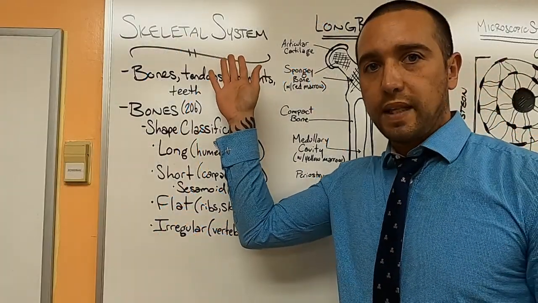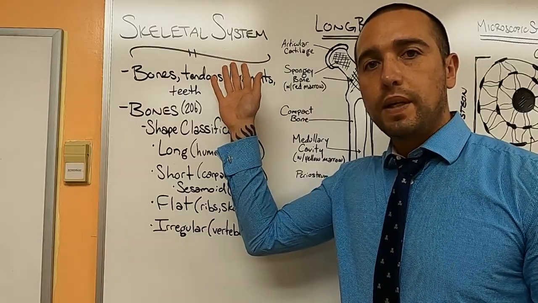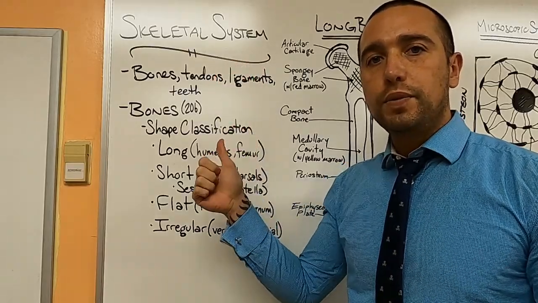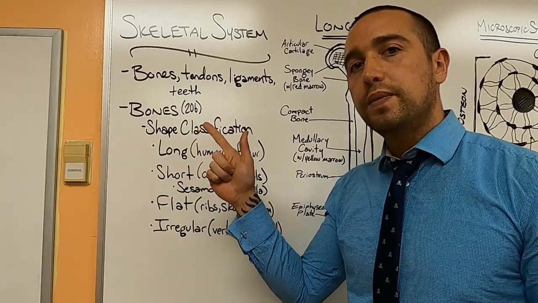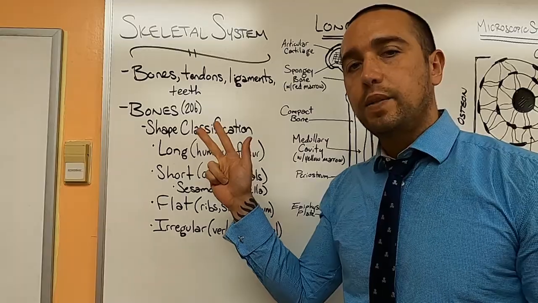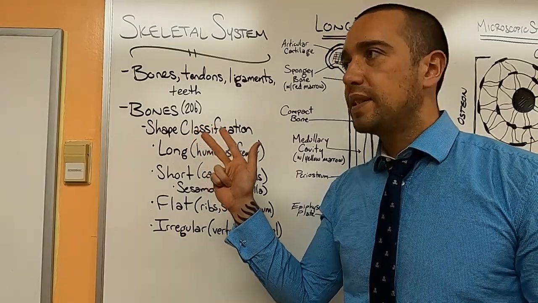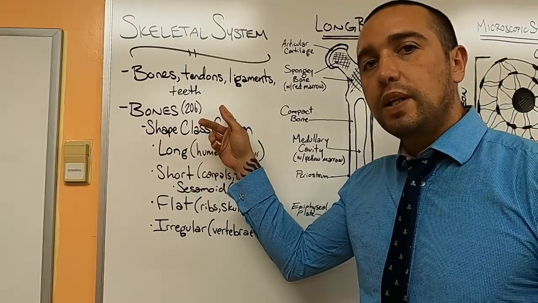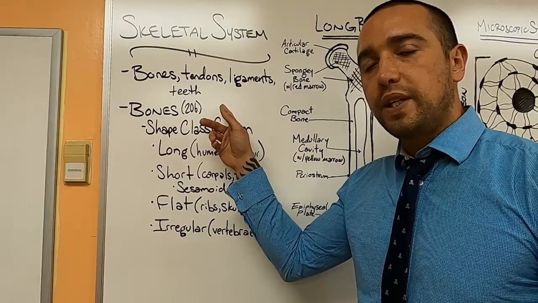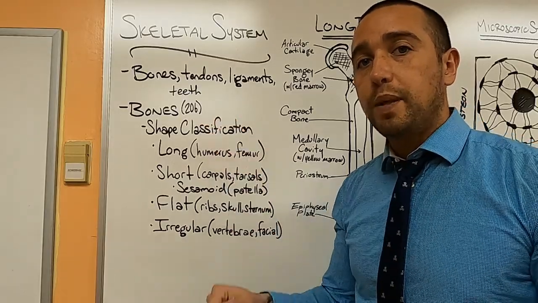So we're talking about the skeletal system, and when someone refers to the skeletal system, they're referring to bones, but also tendons, the things that connect muscle to bones, ligaments that connect bones to other bones without any muscle in between, as well as teeth. We're going to focus on bone today specifically. You have 206 bones in your body, in an adult body. Those bones are classified by shape.